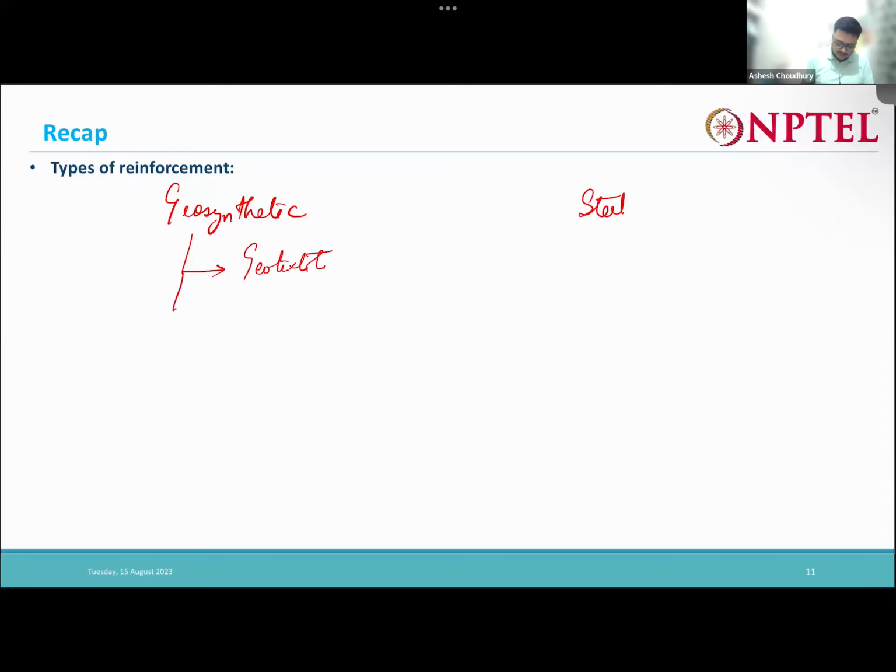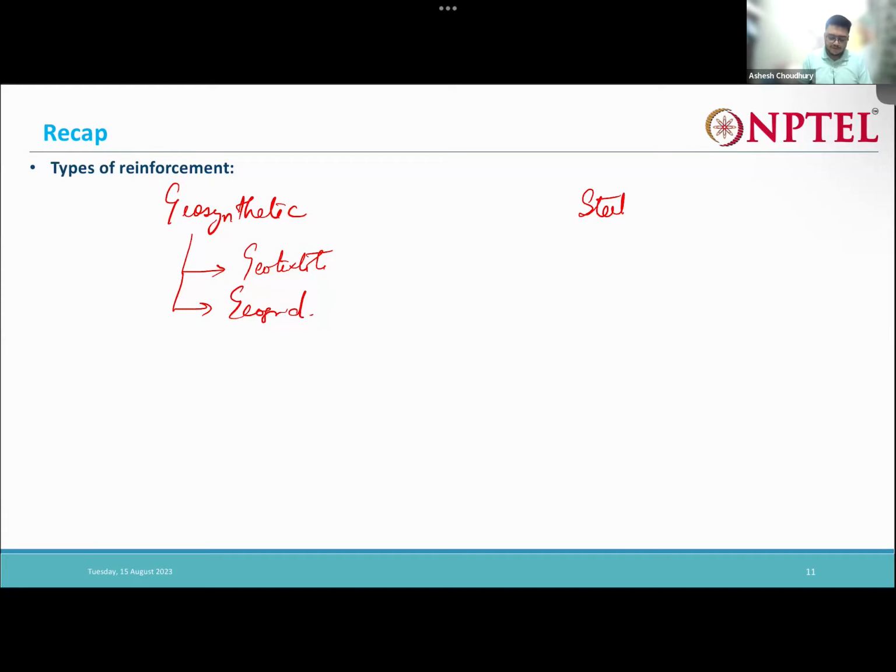Another one is the geogrid. So this geotextile and geogrid, these two are the widely used. And other than that, you can use some polymeric strips, strips of this polymer material. Okay, and then we have the steel reinforcement.